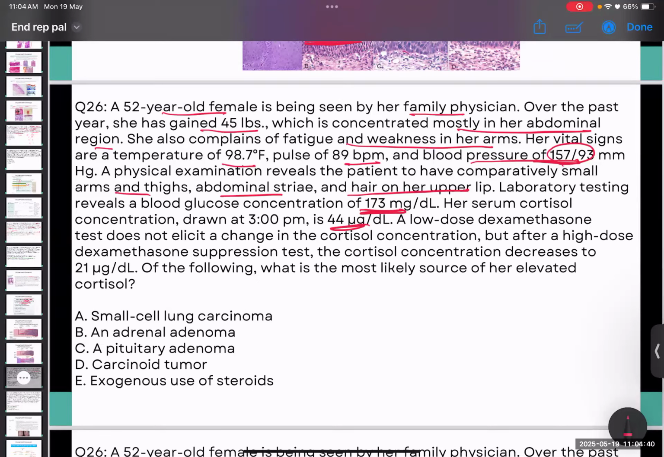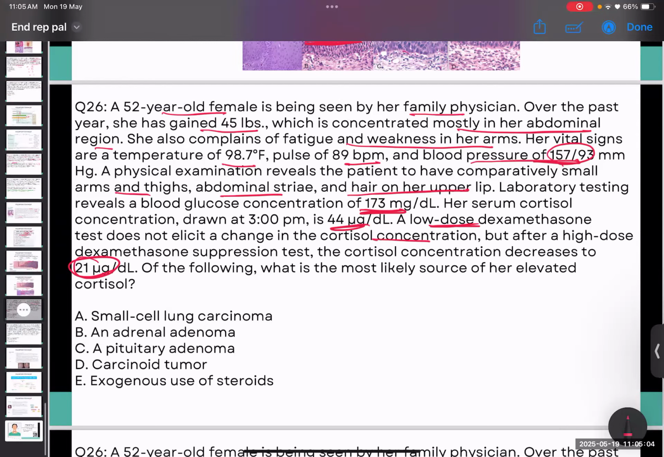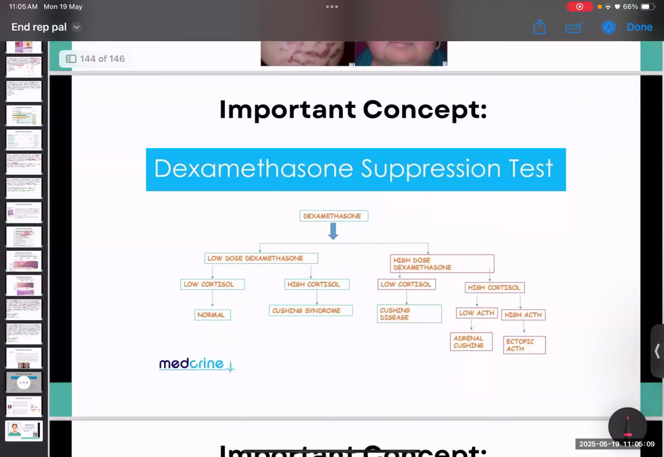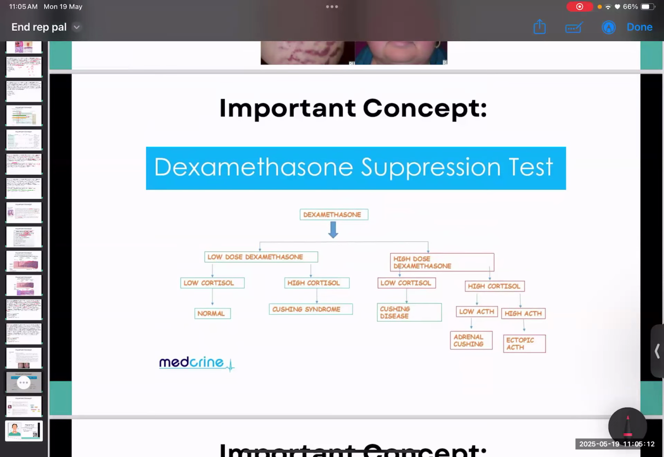A low dose dexamethasone test does not elicit a change in the cortisol concentration. So nothing happens if you give low dose dexamethasone, but after a high dose dexamethasone suppression test, the cortisol concentration decreases to 21, which is a normal cortisol concentration. Which of the following is most likely the source of her elevated cortisol? She has classic Cushing syndrome, and the way you want to approach Cushing's is by doing either a urinary free cortisol level, a saliva test of the cortisol, or a low dose dexamethasone test.